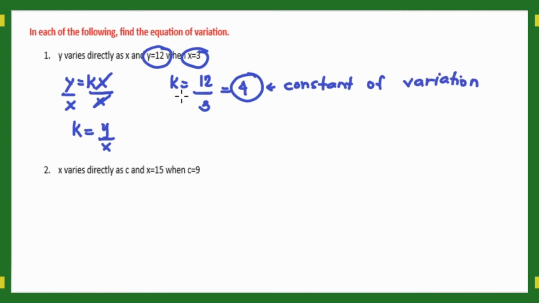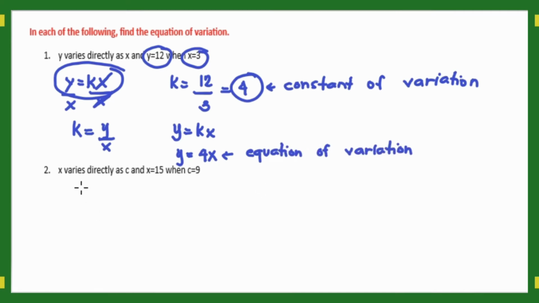For the equation of variation, use the original equation, which is y is equal to kx. Then, replace nyo lang yung k, substitute nyo lang siya. So, we have y, which is equal to, the value of k is 4. So, papalitan nyo lang siya ng 4. 4x. This is the equation of variation.